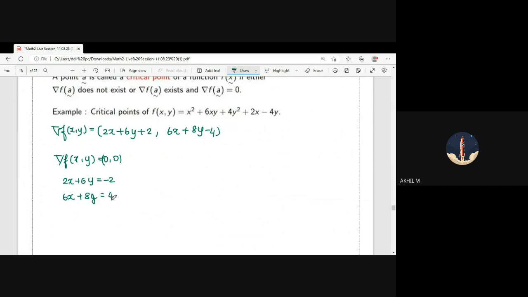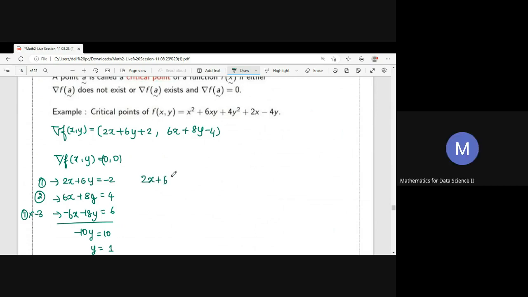We have to solve for x and y. So you have equation 1 and equation 2. Let us multiply equation 1 by minus 3. You get minus 6x minus 18y equals 6. Adding, what do you get? 0 plus minus 10y equals 10, so y equals minus 1.